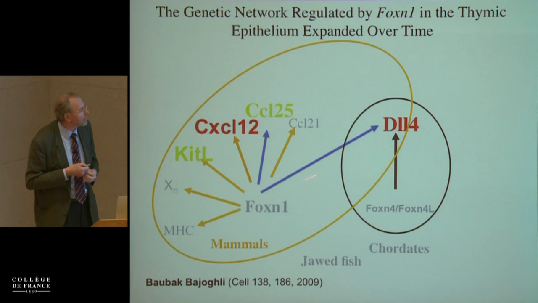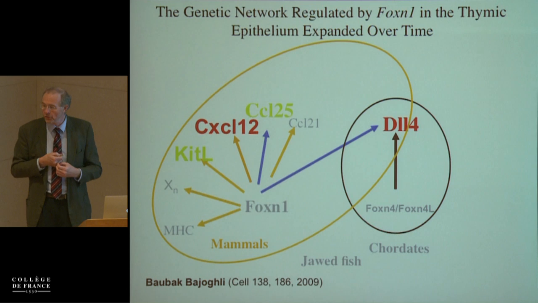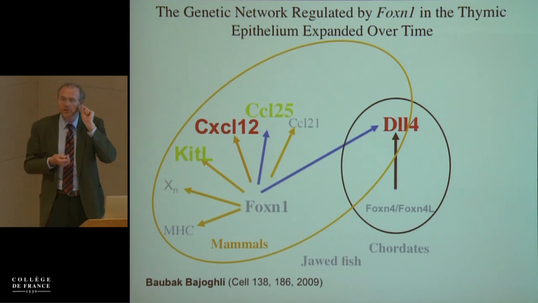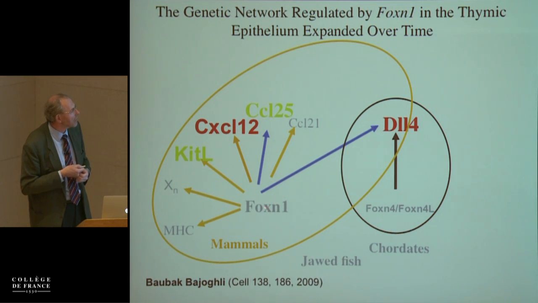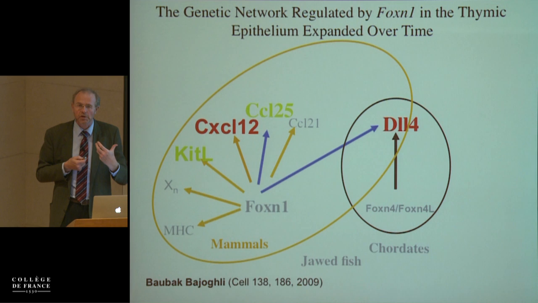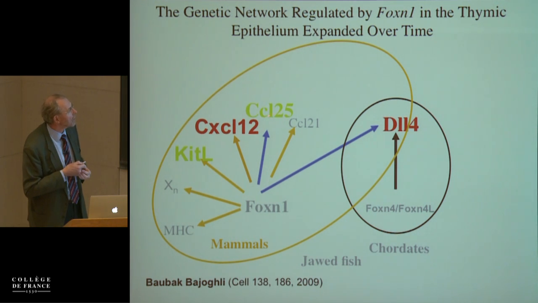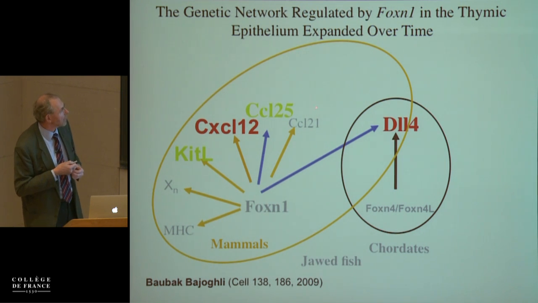And he concluded that one of the first targets of this FOXN1 transcription factor was delta-like 4, or its equivalent in other species. And delta-like 4, as you've just heard, is the key Notch ligand that gives a lymphocyte progenitor the signal to become a T cell. So that is a very important, direct target of FOXN1. What is also a very important target of FOXN1 is CXCL12, which is a chemokine that is capable of attracting hematopoietic progenitors to a particular site. Another chemokine, CCL25, the receptor for this is CCR9, you heard about this before. CCL21, the receptor is CCR7, also mentioned before, and KIT ligand or stem cell factor, also a target of FOXN1.